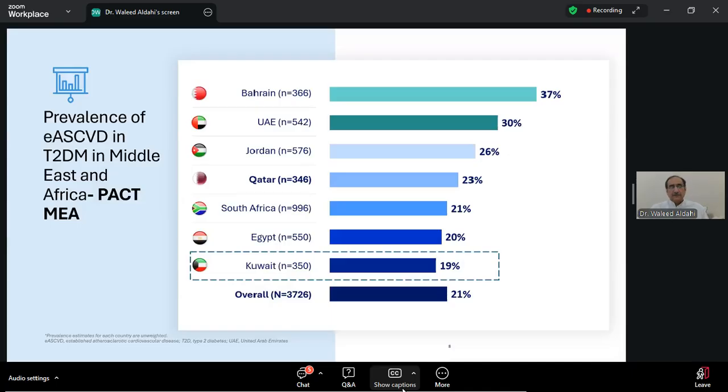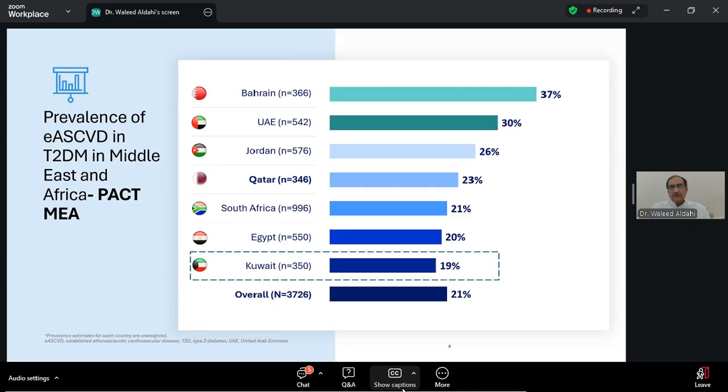So this is a very fallacious disease. When you look at the prevalence of atherosclerotic cardiovascular disease in our area, we can see that it is also very high.